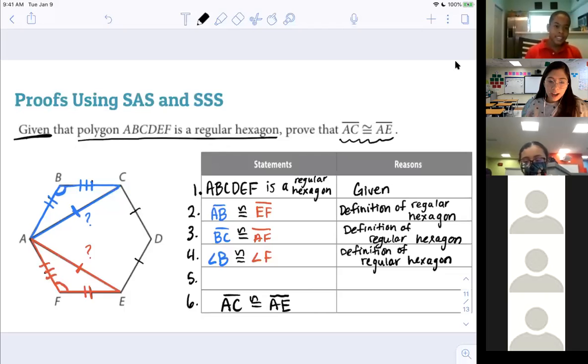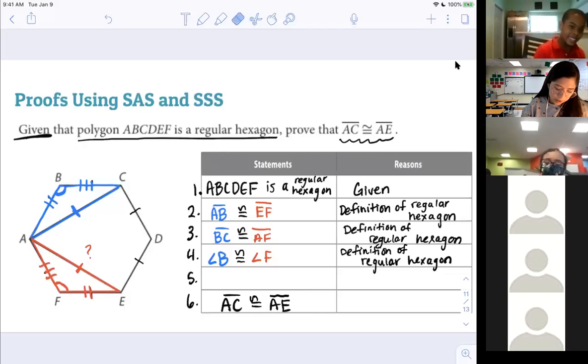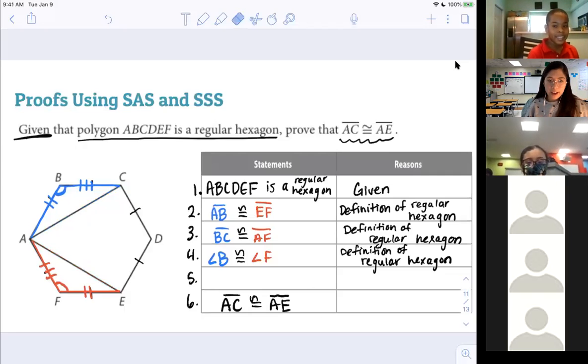Okay. So now I'm so close, guys. So far, this is all I have. However, what congruence statement do I have? What congruence theorem can I use now? Think back to today's lesson. What congruence theorem about triangles do I have here?